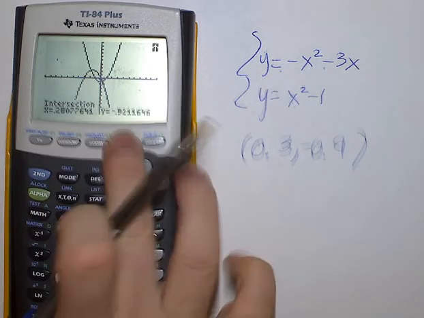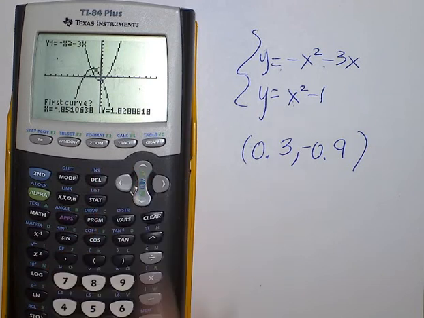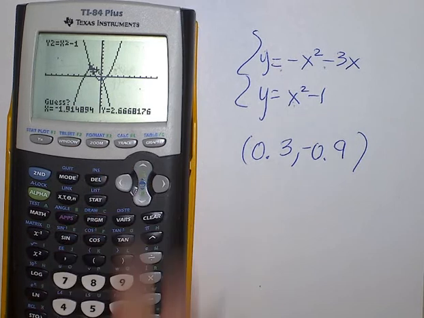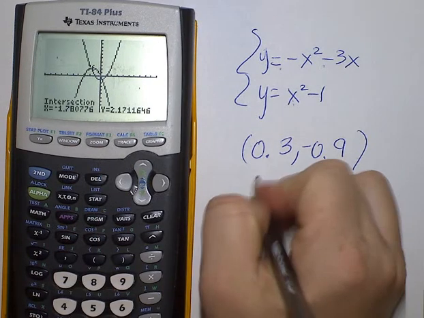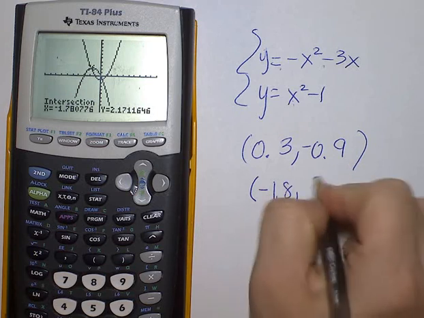Okay, I'm going to find the second one. Second, trace, intersect, enter, get closer, enter, and over the top of the intersection point. The second one, rounded, is a negative 1.8 and 2.2.